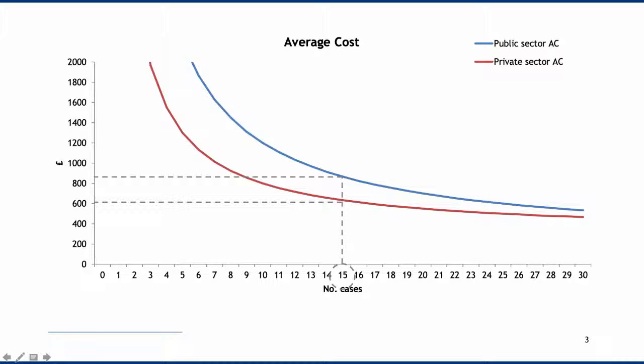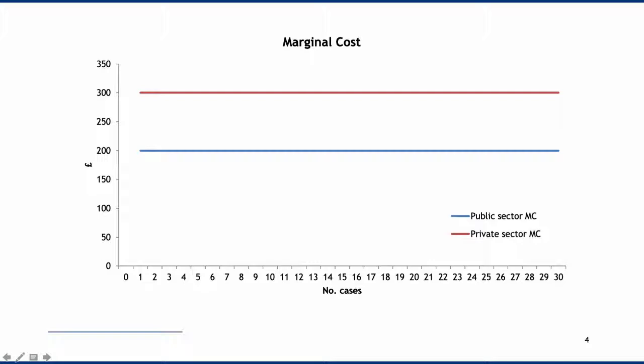But let's also look at the marginal costs. If we look at the graph showing the marginal costs, we can see that the public sector marginal costs are now lower than the private sector. Although the public sector has a higher average cost, they can complete any given case at a lower cost. It's just that their high fixed costs, which in this instance are largely irrelevant, are inflating their average cost.